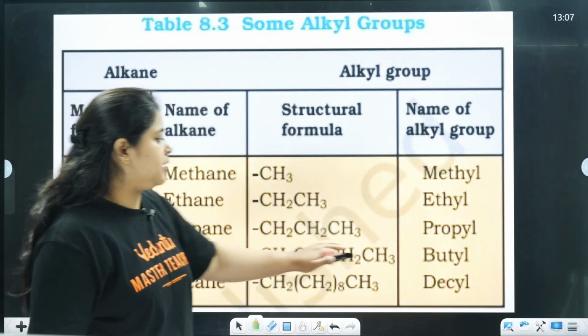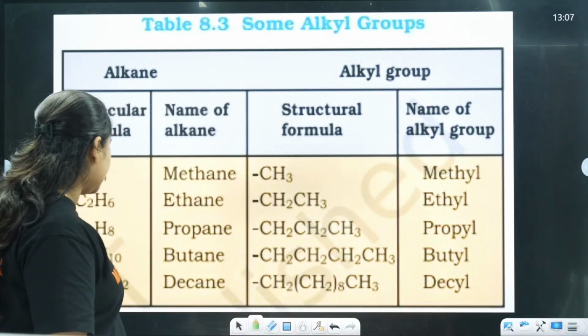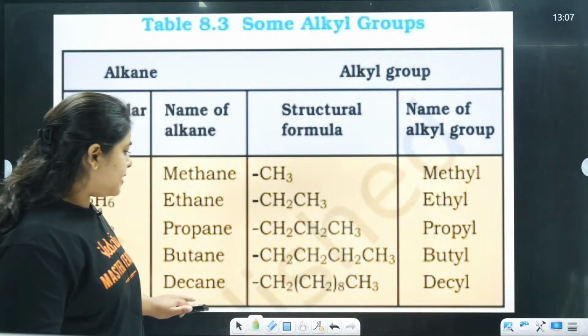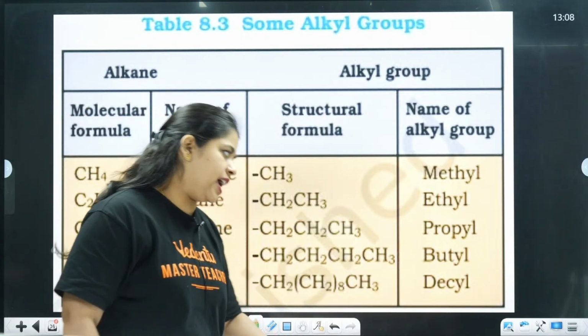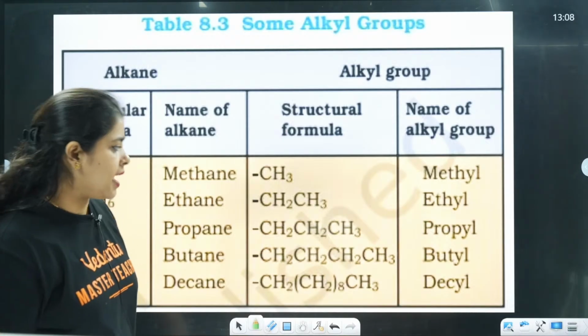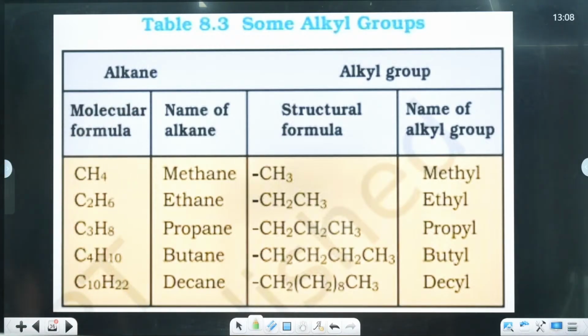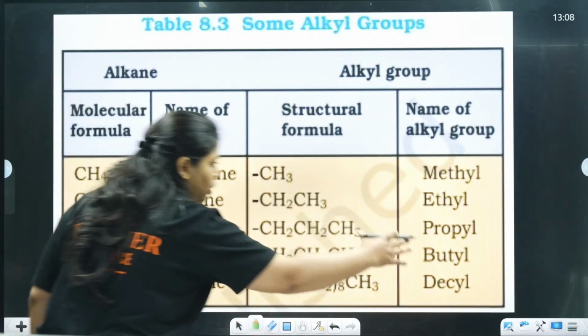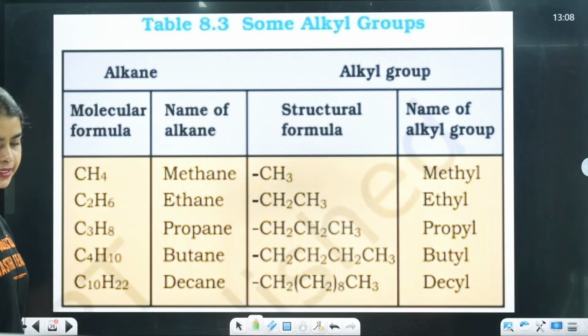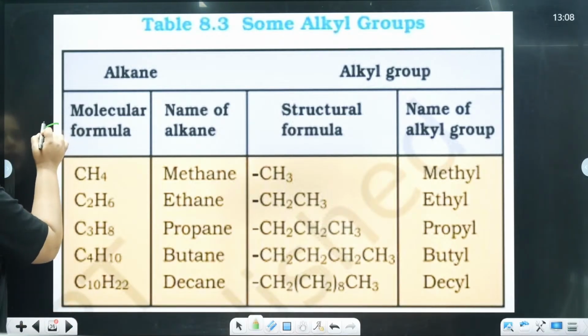Removing the ANE, we are converting to YL. In the same way, C10H22 is decane, and removing the suffix ANE, we are adding it as YL. Clear everyone? So this is about the alkyl groups. These are the alkanes. We are converting them to alkyl. Clear guys? This is also very important.